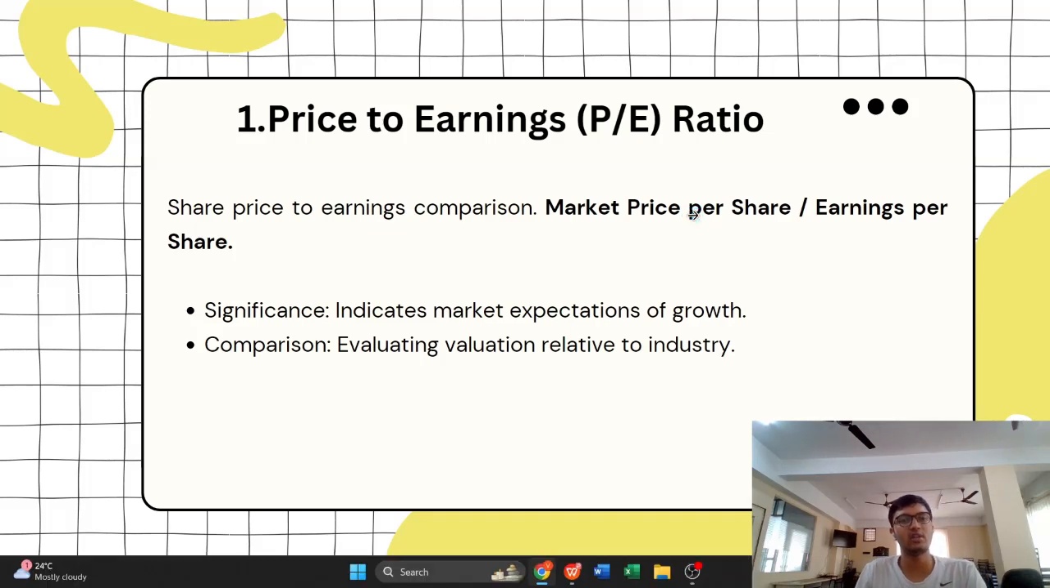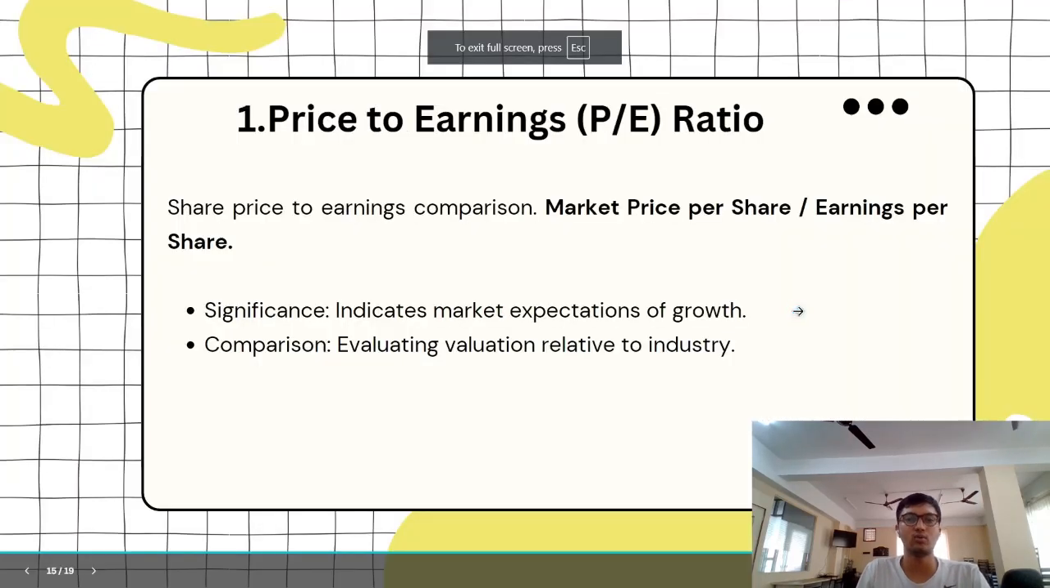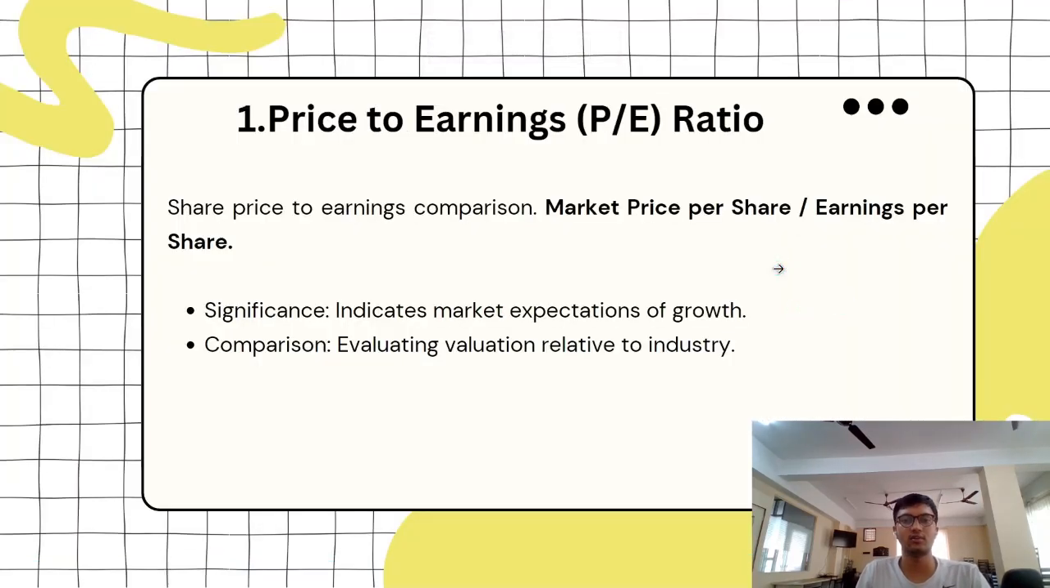So PE ratio, market price per share. Okay, sorry. First, I'll cover what the things are in this, and then I'll go ahead with the PE ratio in the screener. So market price per share: whatever is the current price per share in the market, divided by the earning per share. The earning per share we saw in the earlier section, in profitability, is the earning per share of a company. The greater the earning per share, the better the company is. The earning per share should be in an uptrend, according to my knowledge. So the PE ratio is the market price of a share divided by the earning per share.